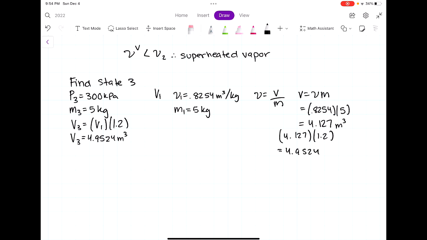And in order to figure out the state and look it up in our saturated tables, we need two values, either pressure, temperature, specific volume, enthalpy, internal energy. Here we don't have specific volume, we have volume, but we can figure out the specific volume using our mass in state 3 and our volume at state 3. So again, specific volume is equal to volume over mass. And we go ahead and plug those in like this.